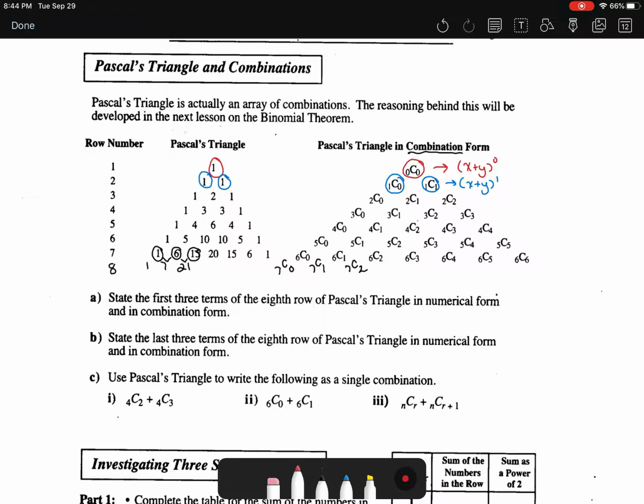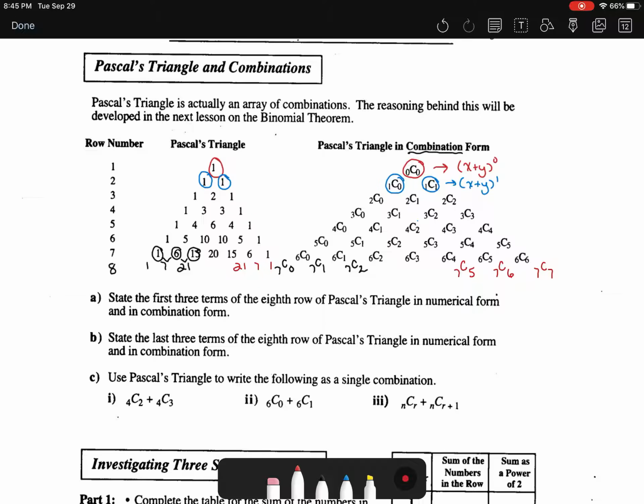State the last 3 terms. Well, because Pascal's triangle is symmetrical, I know that I'm going to end in 21, 7, and 1. And for combinations, we know that that is going to be 7 choose 5, 7 choose 6, and 7 choose 7, right? So it's going to end in 7 choose 7. So this would have been 7 choose 6, and this would have been 7 choose 5.